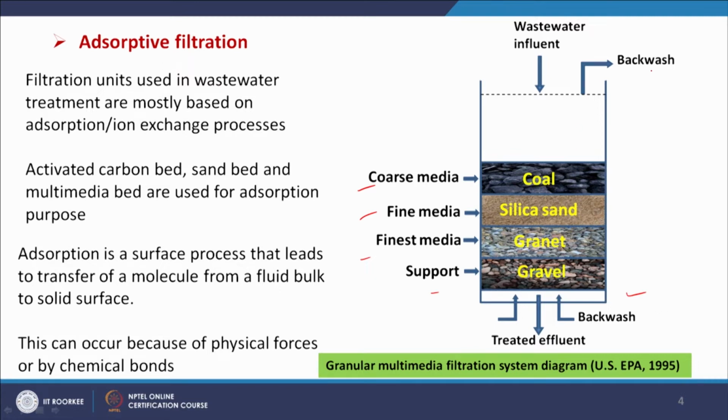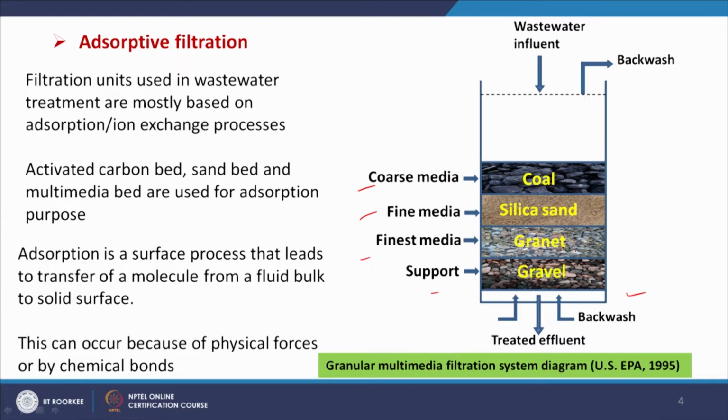In this case activated carbon is mostly used. As shown here it is coal, but activated carbon is mostly used, and adsorption is the process which takes place here for the separation of pollutants from this wastewater. Adsorption is a surface phenomenon where the pollutants are adsorbed on the surface of these adsorbents or different beds as mentioned here.